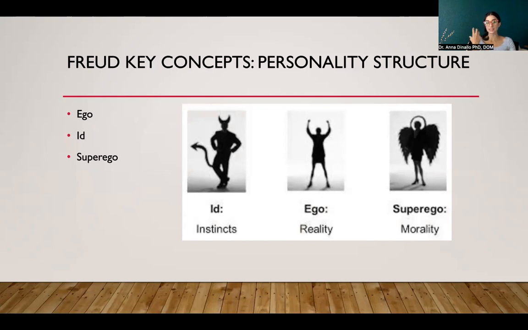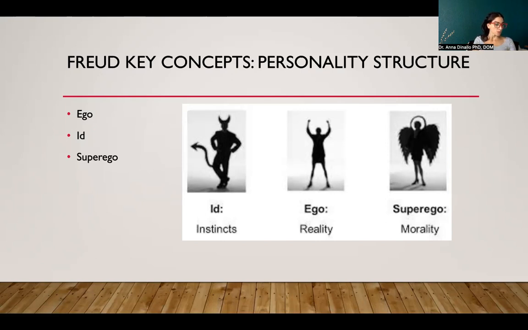So the id is instinctual. The philosophy here is a little dark, just that humans want to promote their own self-preservation and don't really care about others. And so he believed that the superego came in to balance this, which is morality.